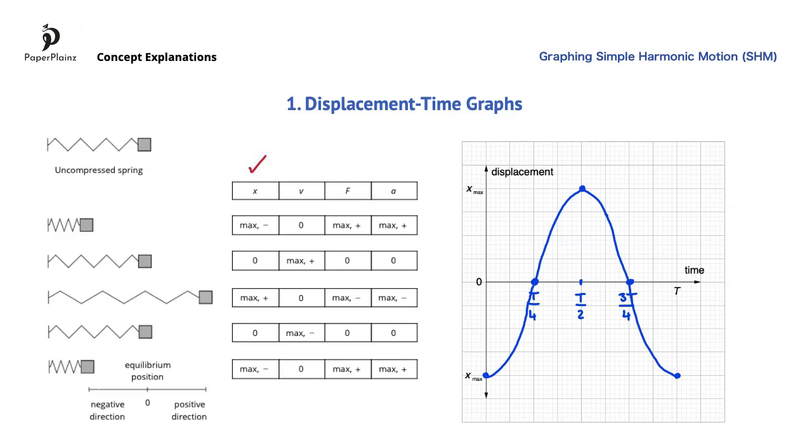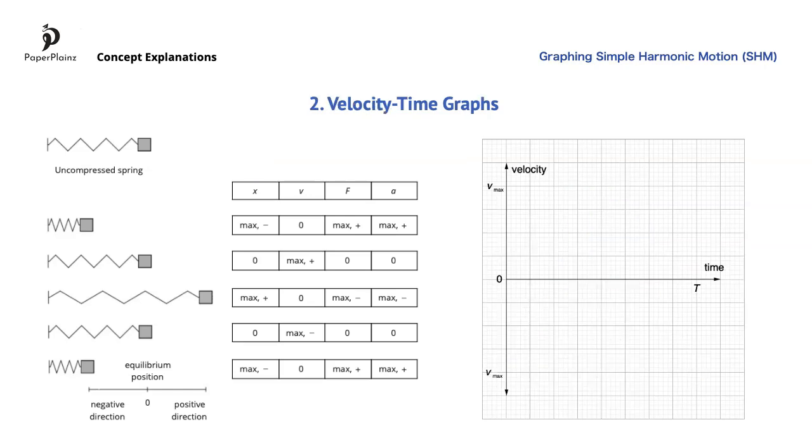Let's move on to velocity time graphs. Here we also have time on the horizontal axis, uppercase T representing the time taken by the mass to complete one full oscillation. Velocity is represented on the vertical axis, where Vmax represents the point where the magnitude of the mass's velocity is maximum. Let's start plotting the graph.